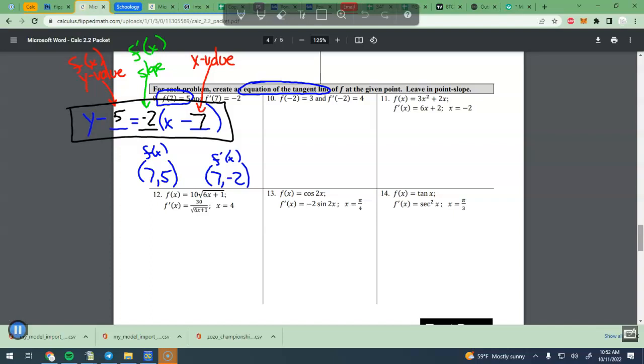They do get a little trickier. I don't want to do too many though, so I want to save you some. So I'm going to do number 11 next. So I'm just going to start off y minus blank equals blank times x minus blank. Always my go-to for the equation of a tangent line.